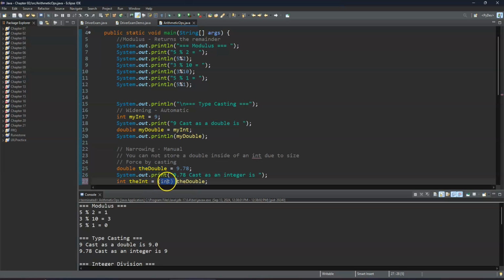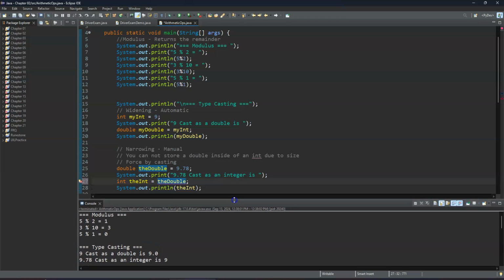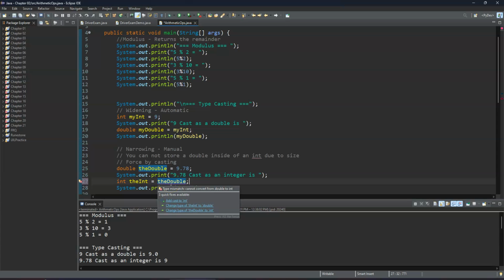Put that back for now. So look here. I start out with a double, 9.78, and then I try to store it inside of an int. If I try to do that, if I take that out, it won't work. It immediately throws me an error. It says you can't do that. It actually says cannot convert from double to int. So Java can't do that on its own. This is called narrowing. We're going from a bigger data type to a smaller, and it can't do that. We can't store something really big in a really small package.